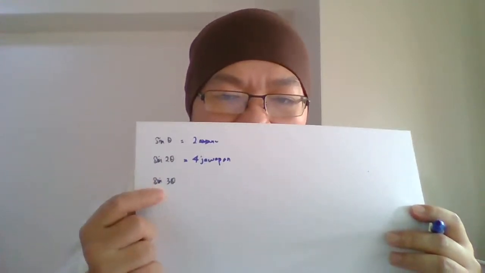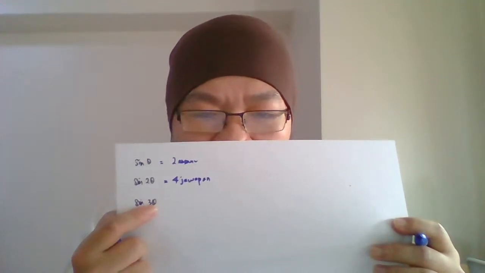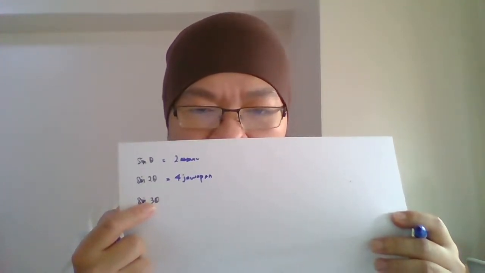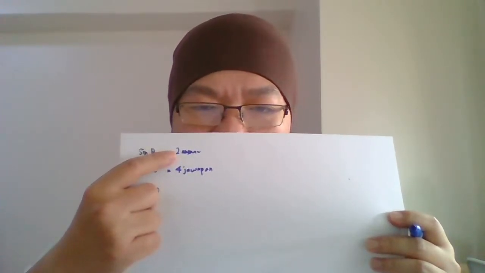Okay? And now, what will happen if we got triple theta here? Sine 3 theta. If 3 theta, that means we are going to have triple the answer. Triple answer of here. So, triple times 2. We are supposed to get 6 different answers.